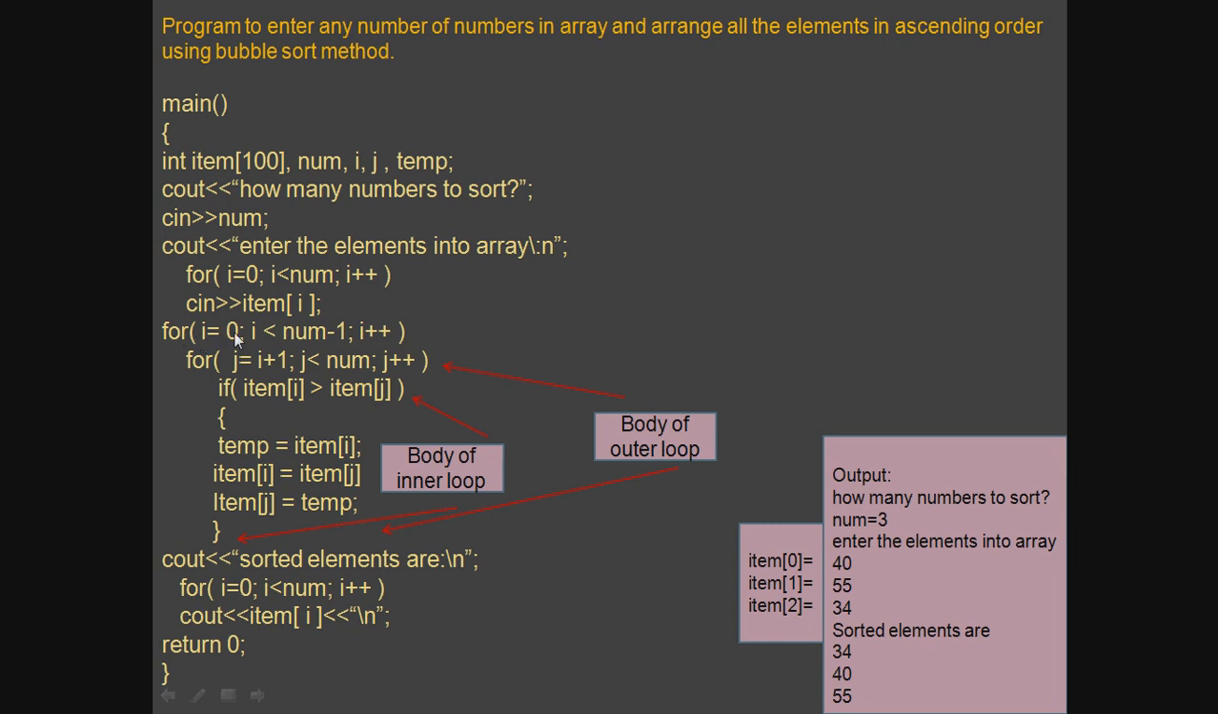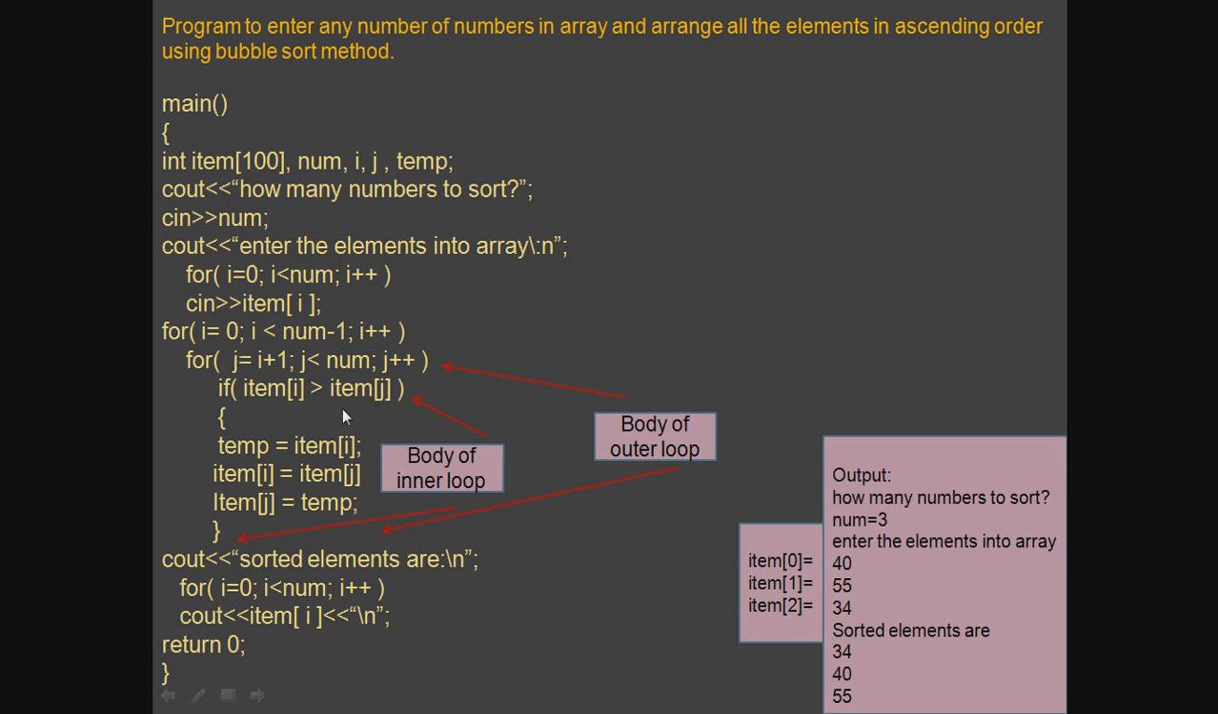Here i equals 0 means this first element, and j equals i plus 1, that is 0 plus 1, which means the second array element. That's why the counter variable i is used. When the initialization and test condition is done, 0 is less than 3 minus 1, 2, yes, then the body of the outer for loop gets executed. Here j goes to 0 plus 1, 1. 1 is less than 3, yes, then the if block gets executed.